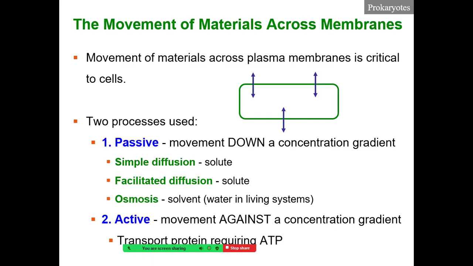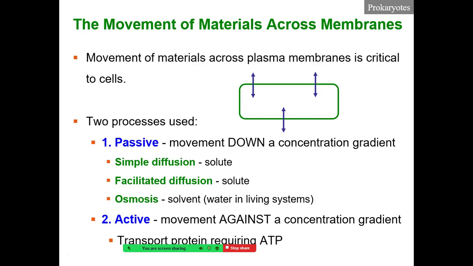In the passive process, you can have three of them. There's simple diffusion, where a solute simply diffuses across the cell membrane from areas of high concentration to areas of low concentration. And that's how oxygen and carbon dioxide move across the cell membrane. There's also facilitated diffusion, where a solute moves from areas of high concentration through a protein across the membrane, either into or out of the cell. And that's called facilitated diffusion.